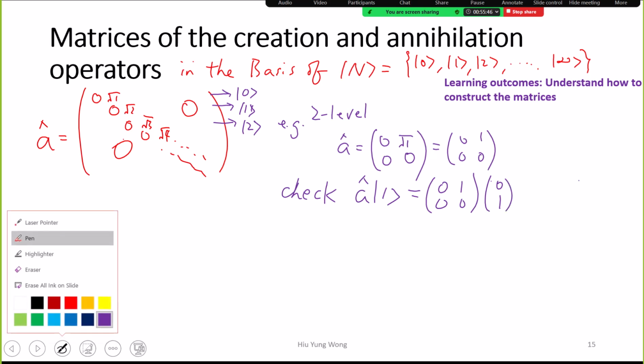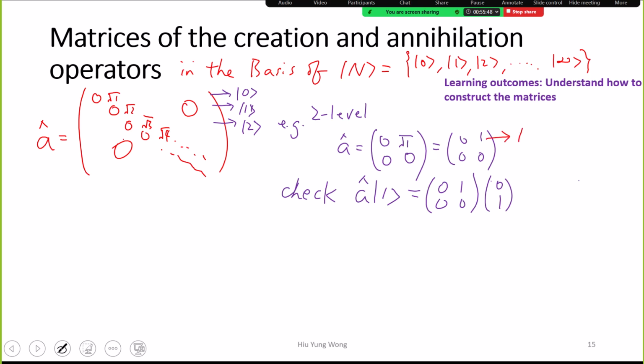So let me just emphasize again. This row represents 0, this row represents 1. You apply this to it, what do you get? You get 1, 0, which is equal to 0. So you do get A applied to 1 equals 0. And regarding the prefactor, it is square root 1, so no problem. Indeed, this 1 is from here, square root 1.